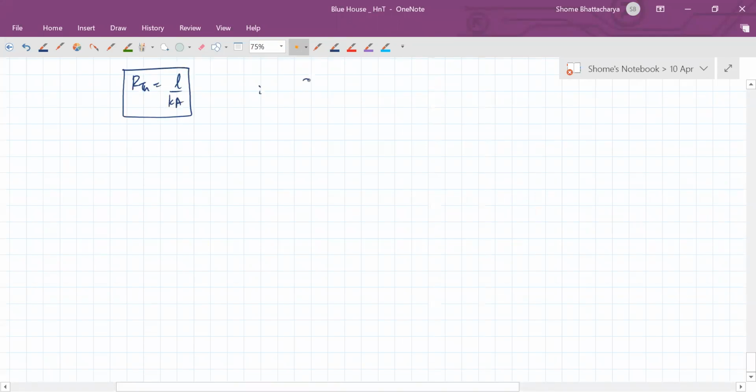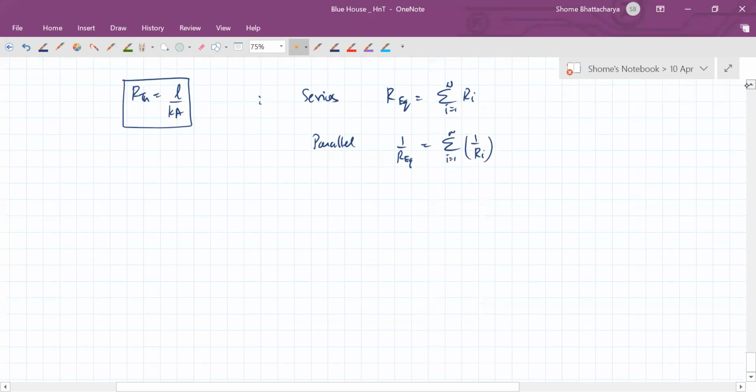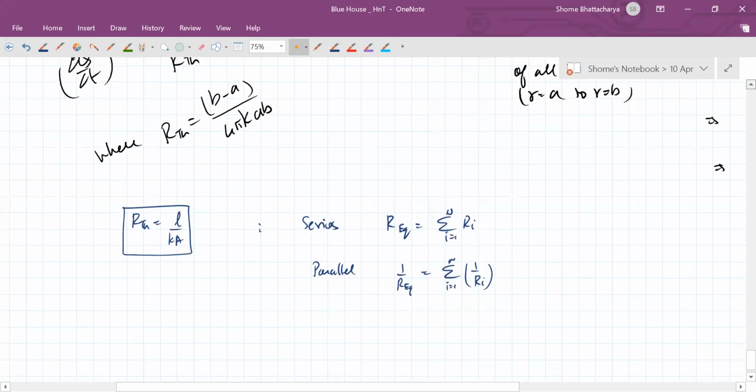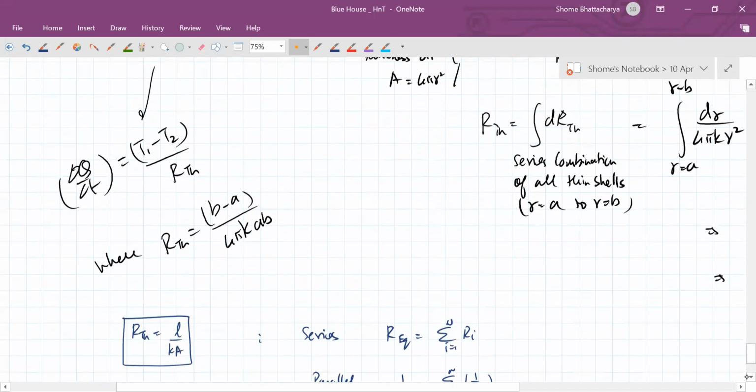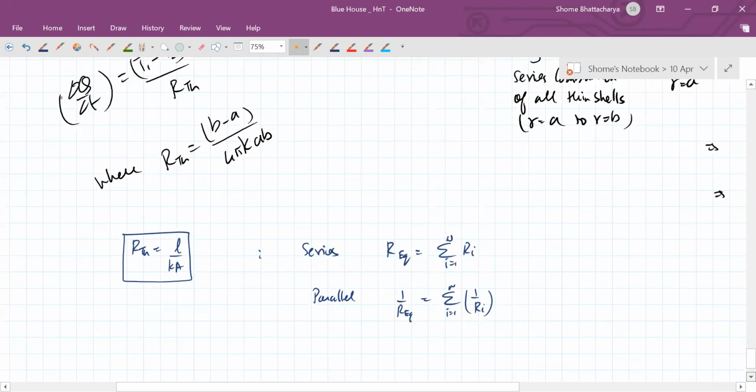Then series combination: equivalent thermal resistance is the summation of resistances that you connect in series. Parallel combination: the inverse is the summation of reciprocals. These are a couple of cases of application of integration. Now we'll look at one more example of application of integration.